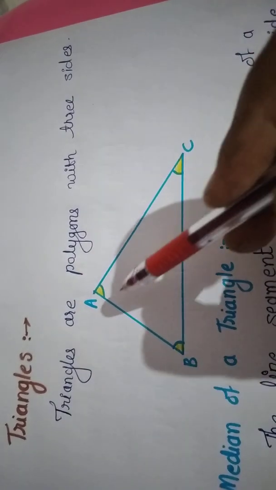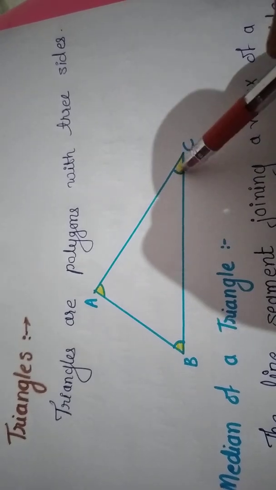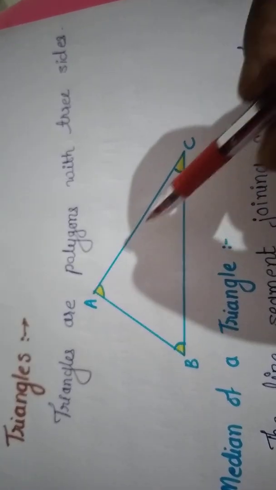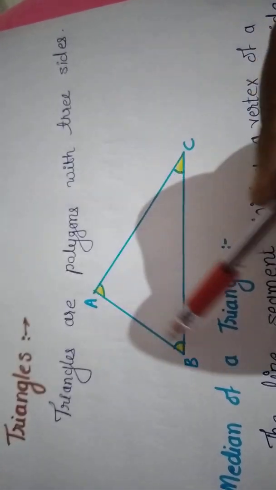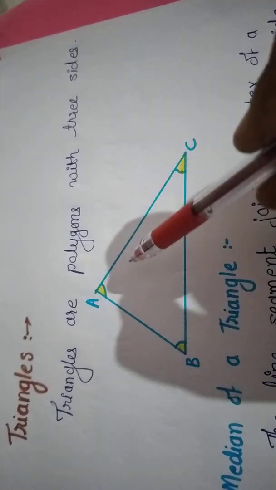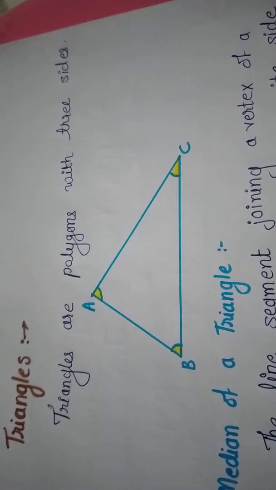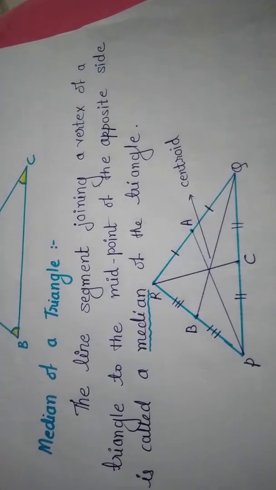So how many angles does it have? Angle A, angle B, angle C. That means 3 angles are there. And how many sides does it have? Side AB, side BC and side CA or side AC. Now we will see some new concepts regarding these triangles.